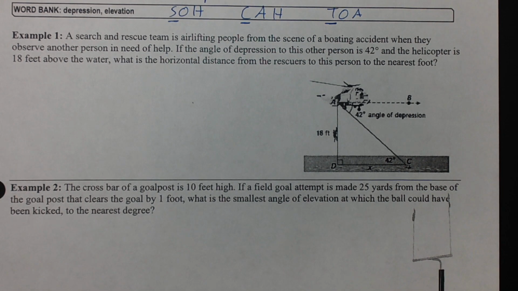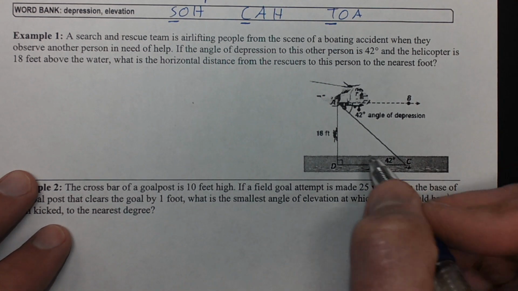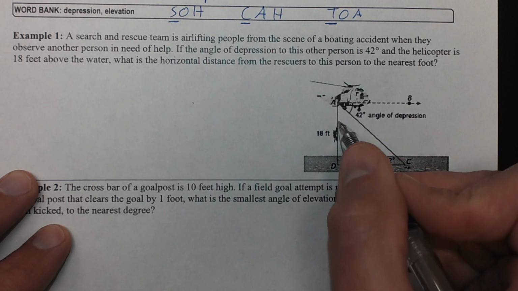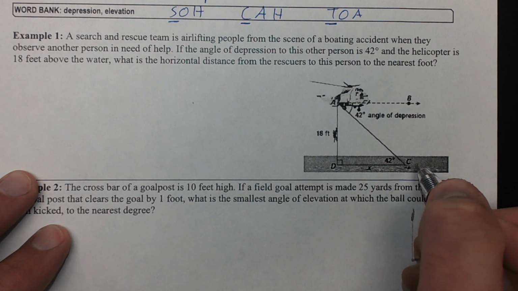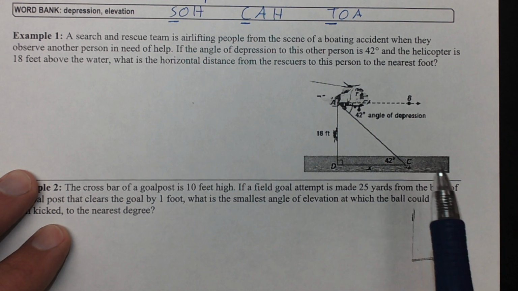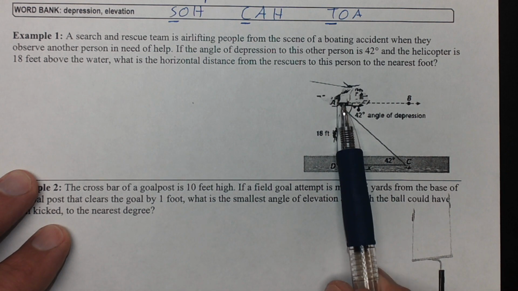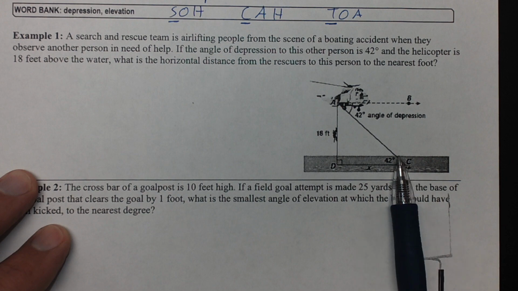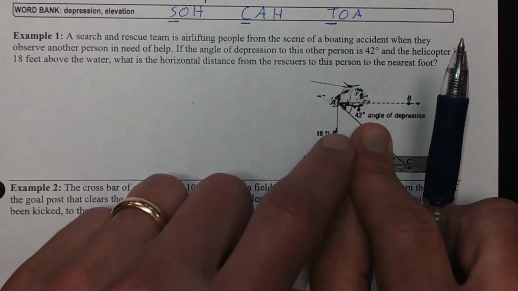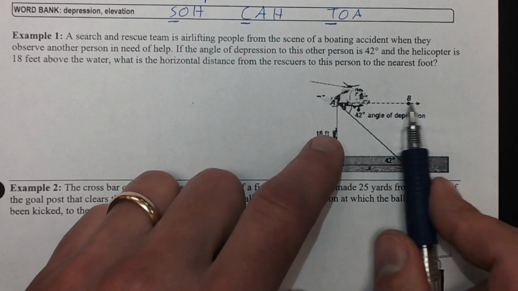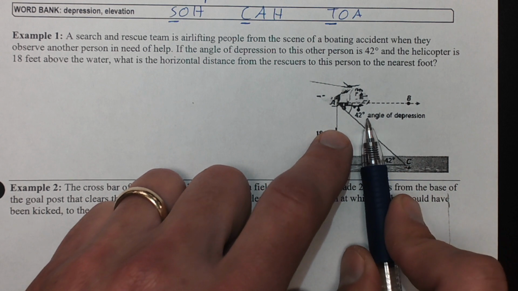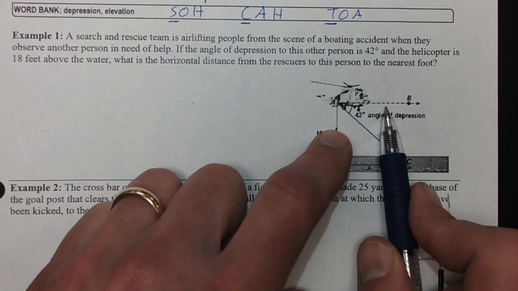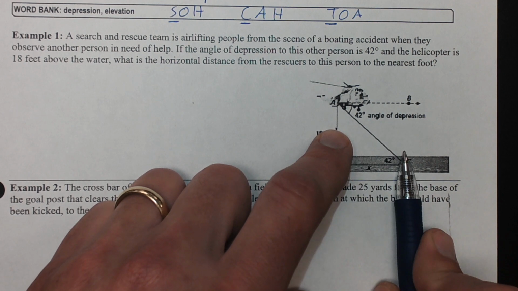A search and rescue team is airlifting people from the scene of a boating accident when they observe another person in need of help. So there's a rescuer coming down from this helicopter, and they spot someone else over here at point C, off in the distance. And the angle of depression from the helicopter to that other person is a 42-degree angle. So notice, here's your horizontal going across to point B. And we're looking down at an angle of depression of 42 degrees. So the angle of depression is always defined as being the angle between the horizontal and where you're looking down.